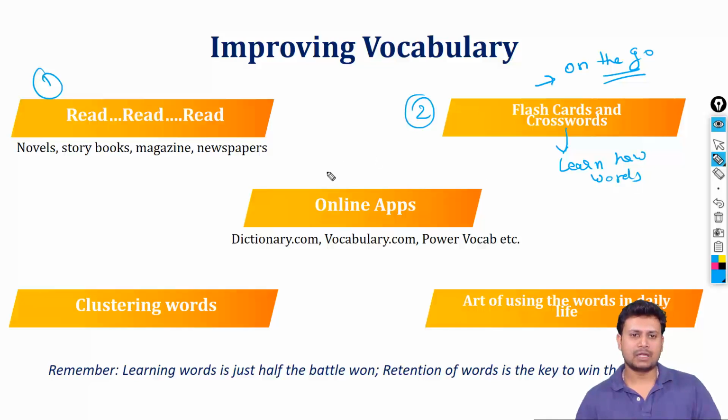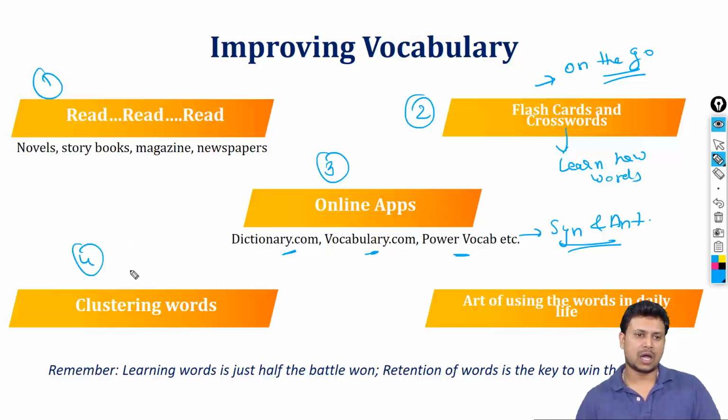Another thing which I find very useful in today's day and age are online apps. Online apps like dictionary.com, vocab.com, powervocab.com do not only focus on the words and their meanings. They also give you a list of synonyms and antonyms, and the synonyms and antonyms form a combination of words which can be used in similar references as and when needed.